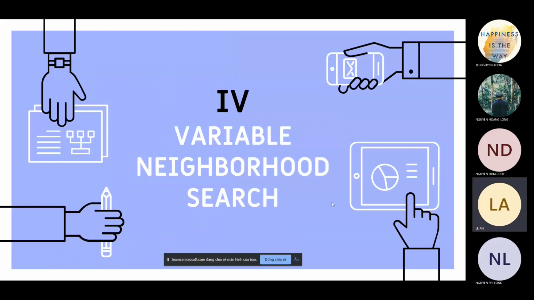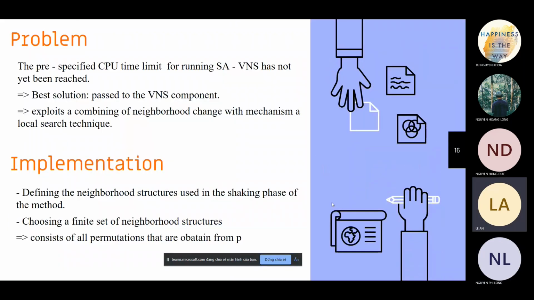So in this part, I will talk about variable neighborhood search. Firstly, they assume that if the pre-specified time limit for running SAVNS has not been reached, the best solution found is passed to the VNS component, which exploits a combination of a neighborhood change mechanism with a local search technique. To implement this, they define the neighborhood structures used in the shaking phase of the method, choosing a finite set of neighborhood structures, which consists of all permutations that are obtained from P.